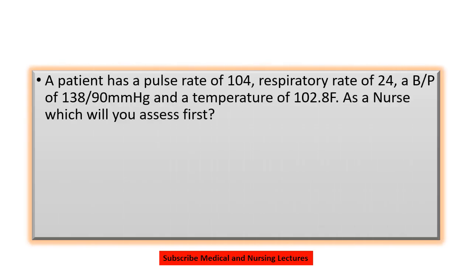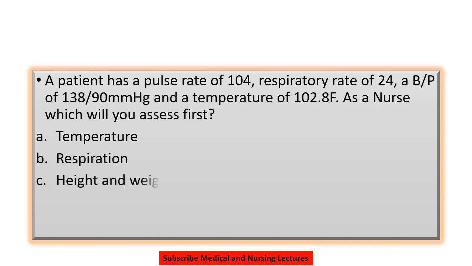A patient has a pulse rate of 104, respiratory rate of 24, a blood pressure of 138 by 90 mmHg, and a temperature of 102.8 Fahrenheit. Which will the nurse assess first? Temperature, respiration, height and weight, pulse. Here the correct option is temperature, because when you reduce the temperature of the patient, the pulse rate and respiratory rate will automatically come down.